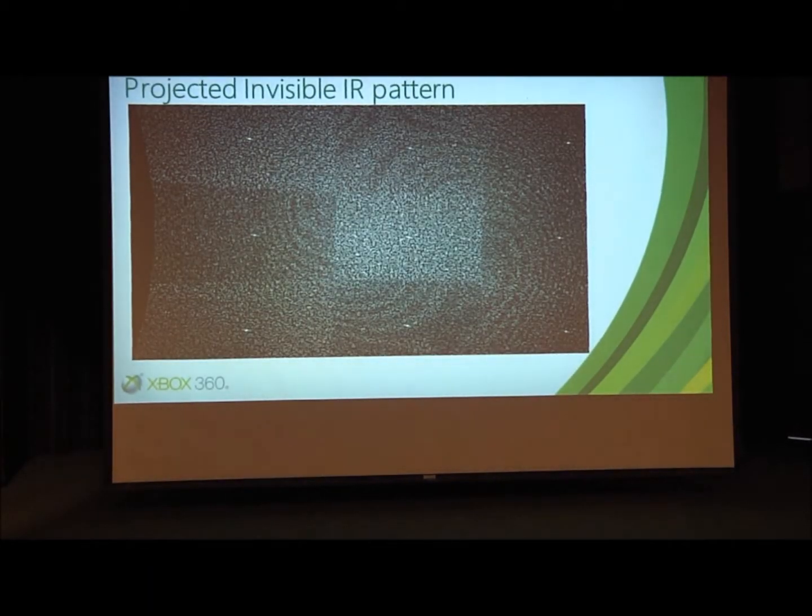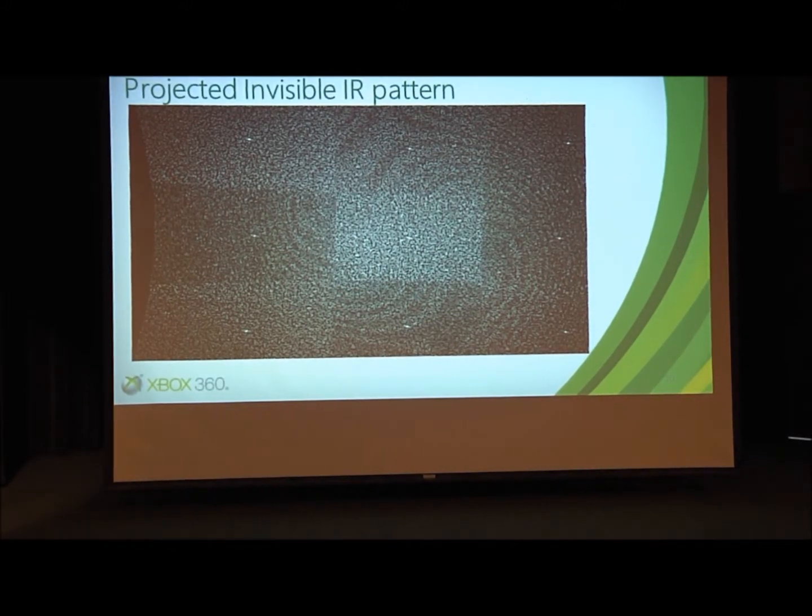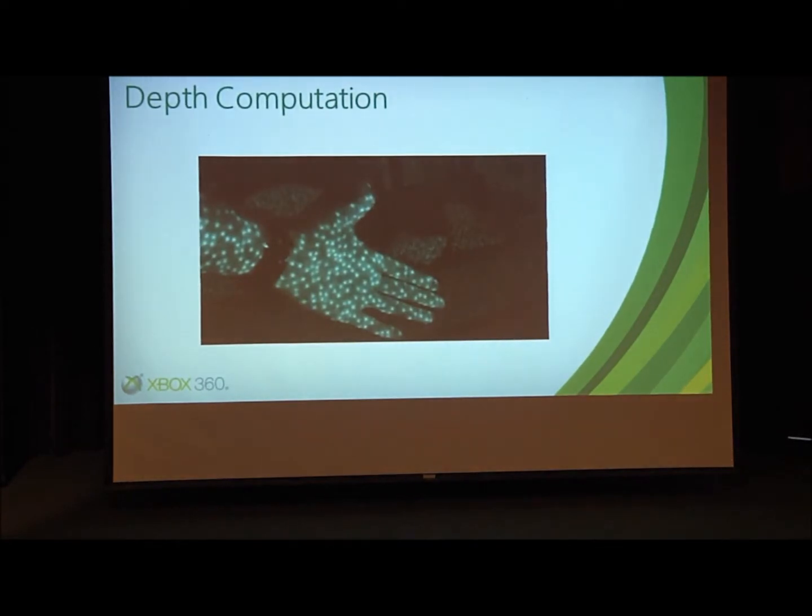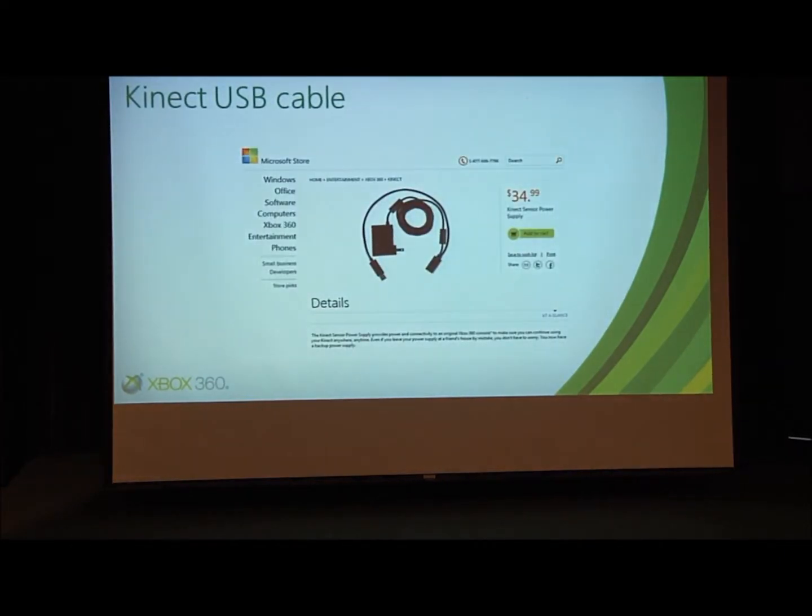So this is basically what the pattern looks like. It's normally invisible, but if you have an infrared lens or an infrared camera, you can actually see the pattern as it gets projected out. And this is what it looks like. And if you look at it closer, it's just basically a bunch of little pixels that are spaced apart in a known pattern. That's basically what's happening. So that was some of the technology inside the Kinect.